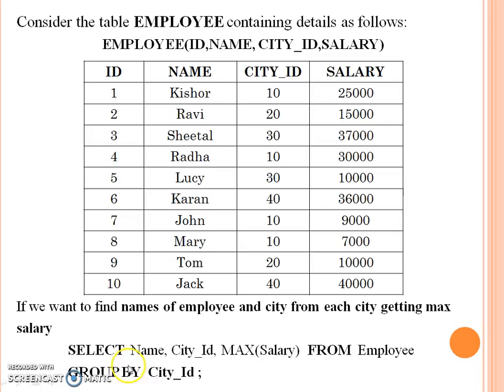So my statement would be: SELECT name, city_ID, the columns I am interested in, and MAX(salary), which is my aggregate function, FROM the table employee, and I want to group them under the condition that is city_ID.